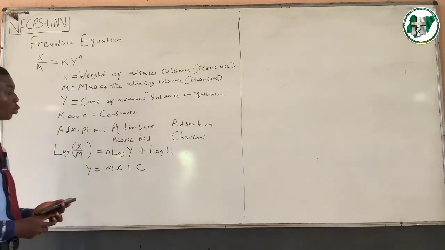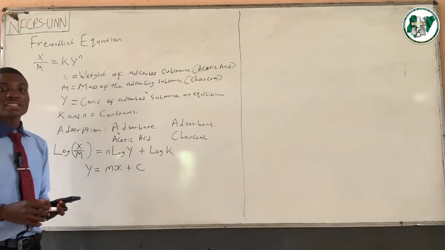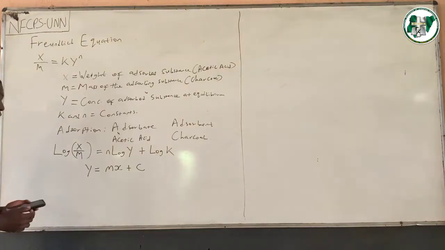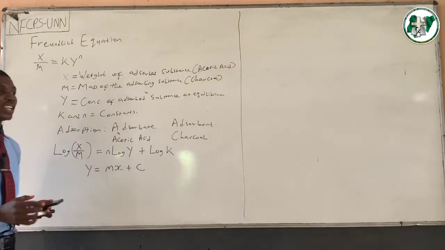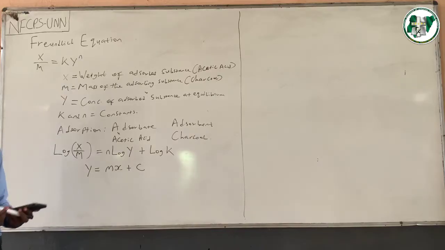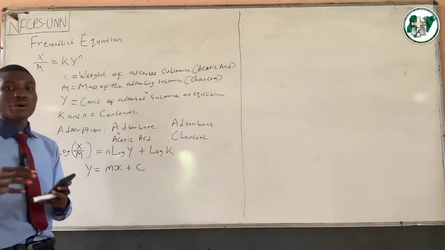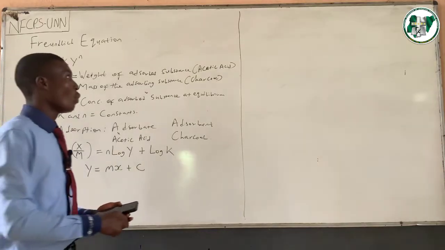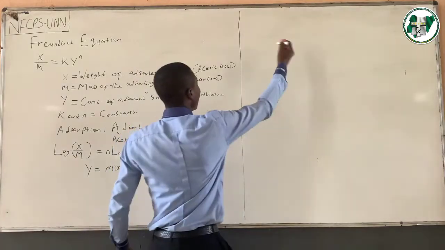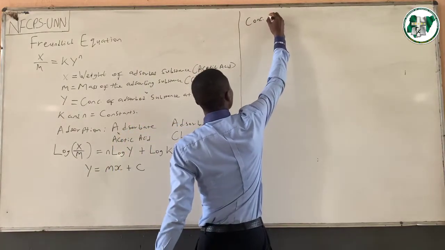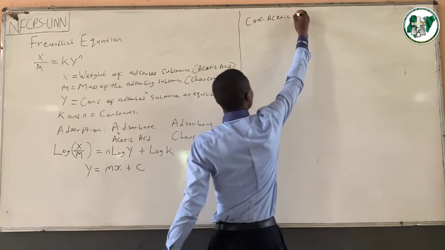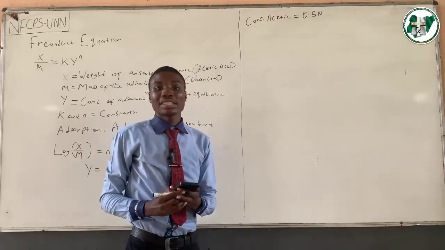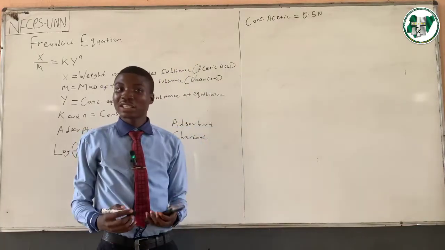So we're going to be guiding you through exactly how you can go about this and how to understand the theory behind this practical and make the most out of it. Looking at this particular experiment, we have some items that have been provided for you in your practical manuals. Basically, we're working with acetic acid, and the concentration of acetic acid given in the practical manual is 0.5 normal.